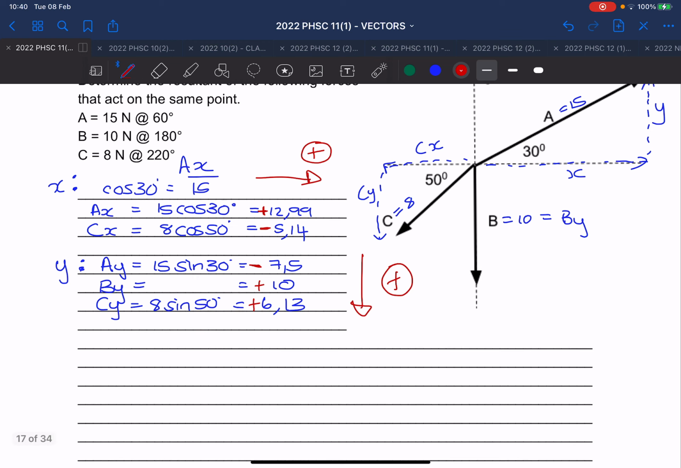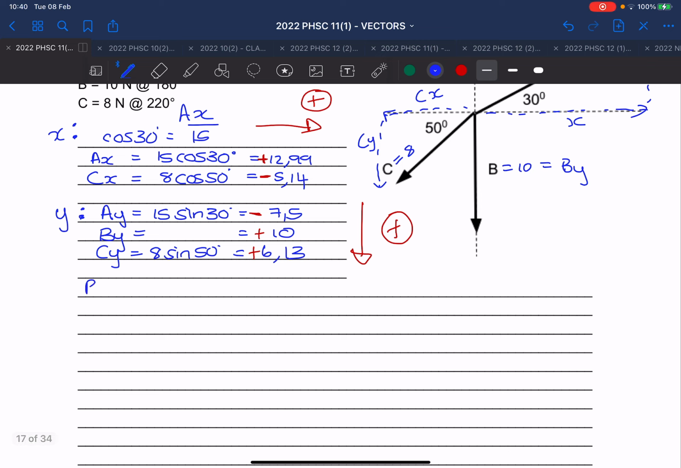Okay, now I'm going to get my Rx, my resultant for all the X values. So it's 12.99 minus 5.14. Oopsie. That gives you 7.85. Because our value is positive, it means it's to the right, because we chose right to be positive.